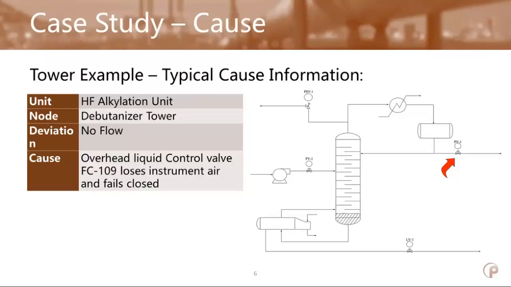They would say, okay, we have a node, so they break down the facility into study sections. Those are called nodes. And then they have a series of deviations, and this one would be a no flow, so it's a way to block the flow from somewhere. And then they would put free text description as to what went wrong, the cause. You can see that cause is overhead liquid control valve, FC109, loses instrument air and fails closed. Or it could be a number of things that really close that valve. This particular PHA, this particular team, decided to list it in that manner.